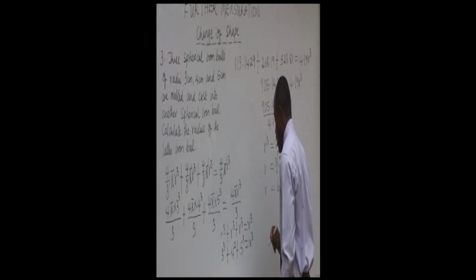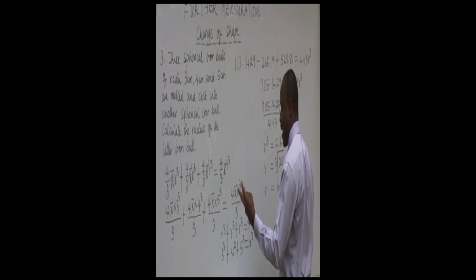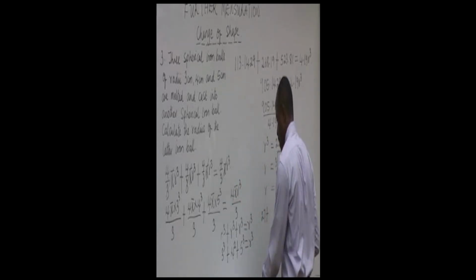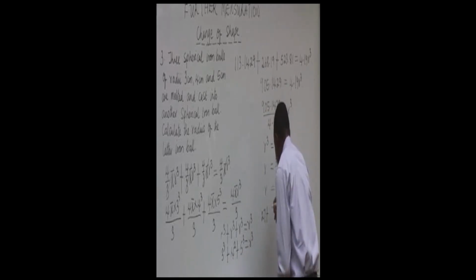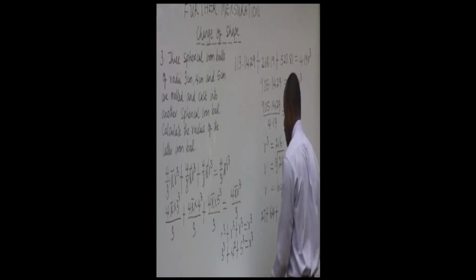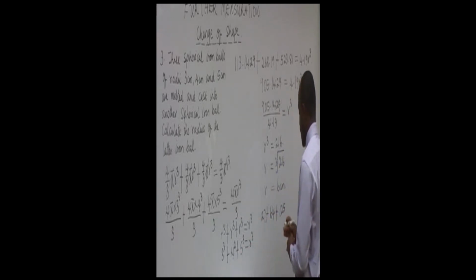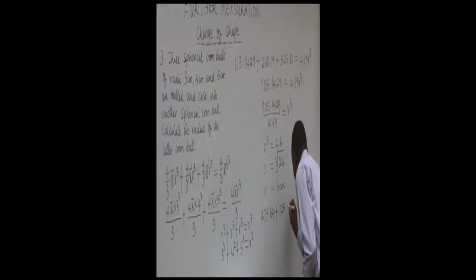3 cubed is 27. 3 times 3 times 3. So we have 27 plus 4 cubed is 64. 4 times 4 times 4. 5 cubed is 125. You can cross-check all I'm saying with a calculator. I don't have the time. It's equal to r cubed.